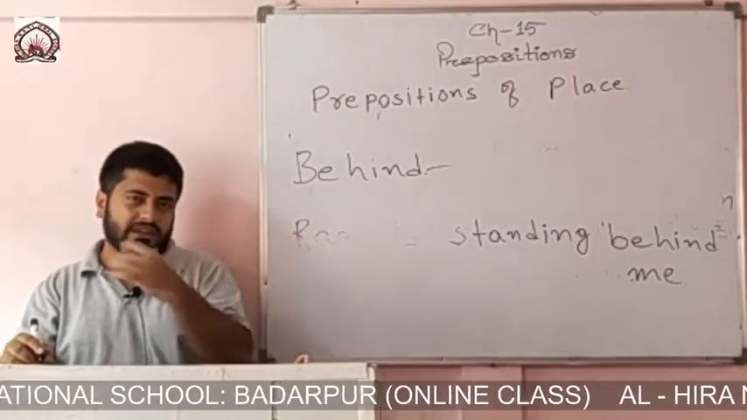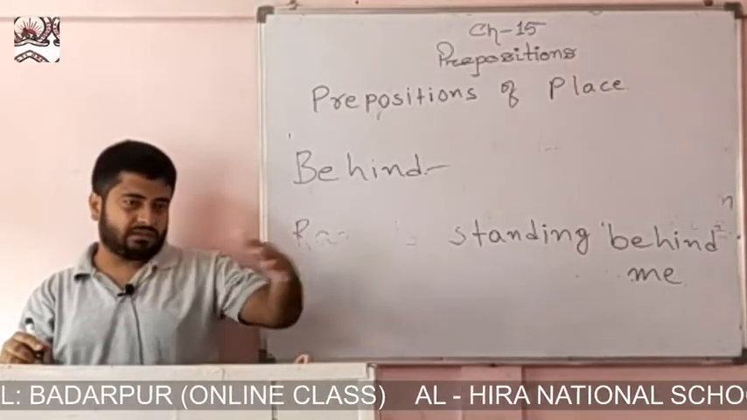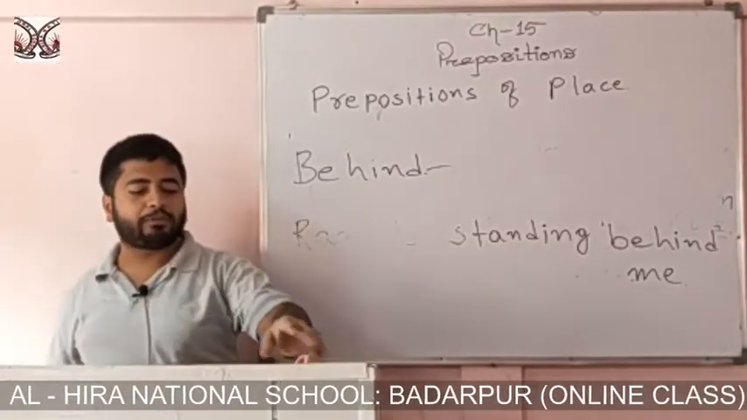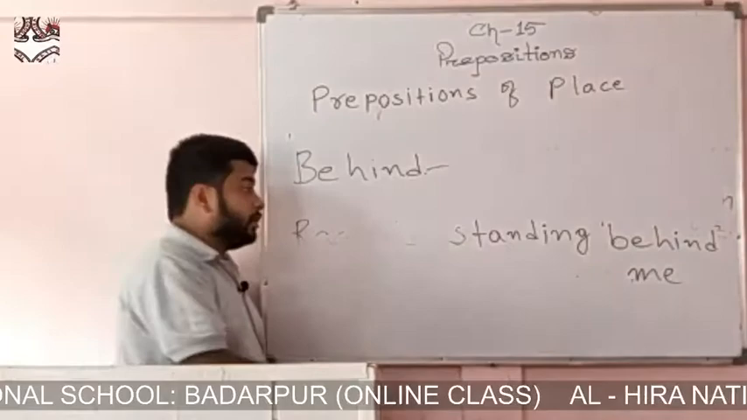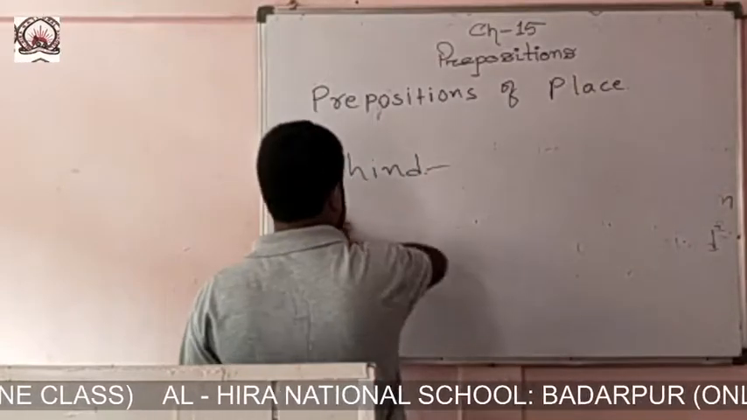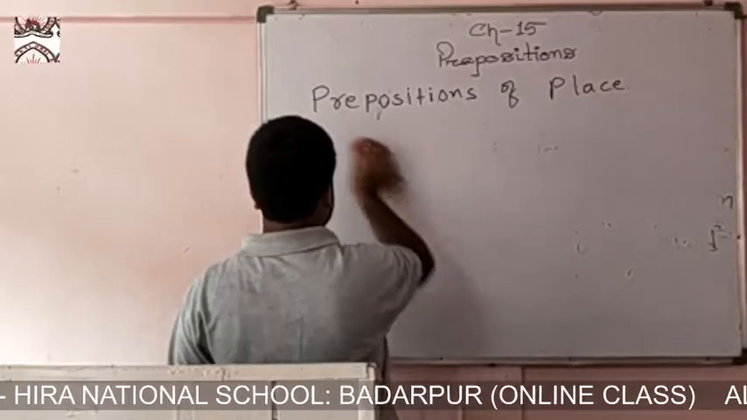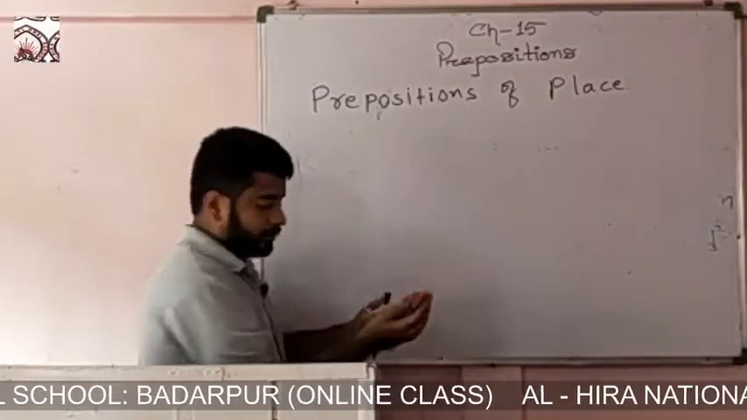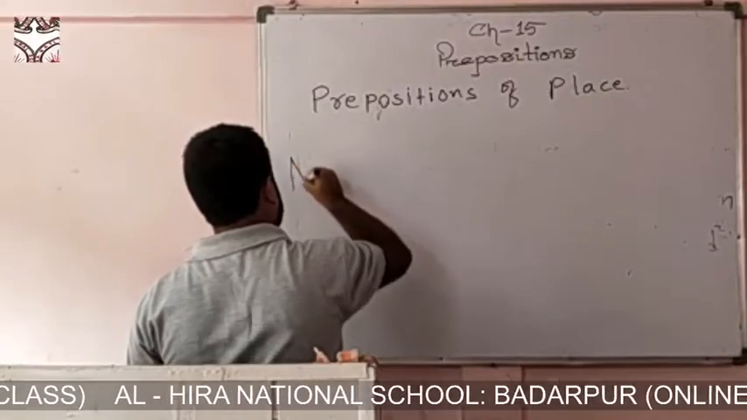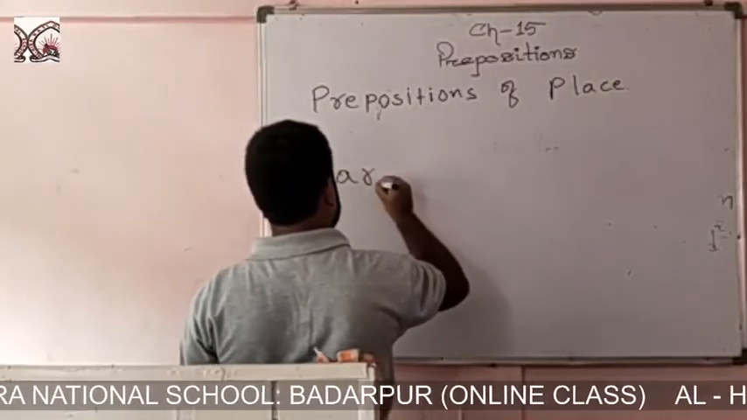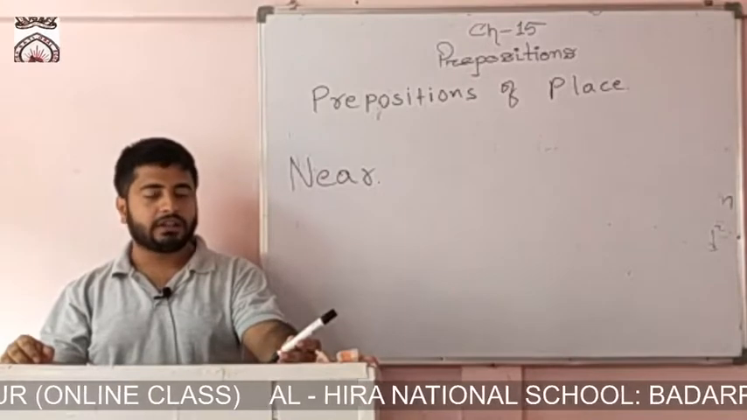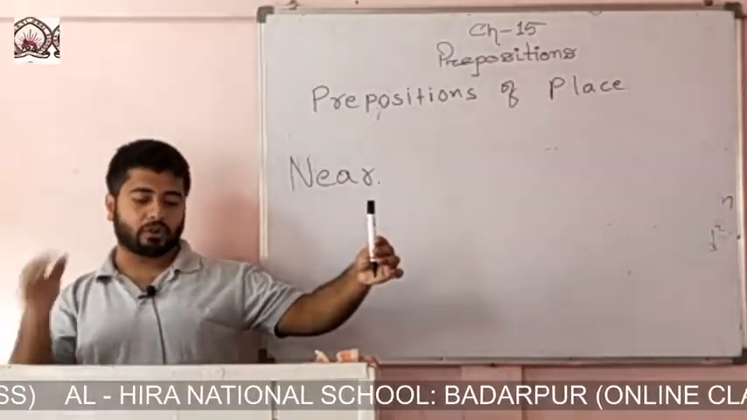Now next is near. Near means close to something. The pen is near me. So to explain a thing which is close to us, we use the preposition near. Remember that we are discussing prepositions of place. So behind means a place, standing behind me. Near means something which is close. Where to use near? As I said earlier, near means close, something which is close to us.